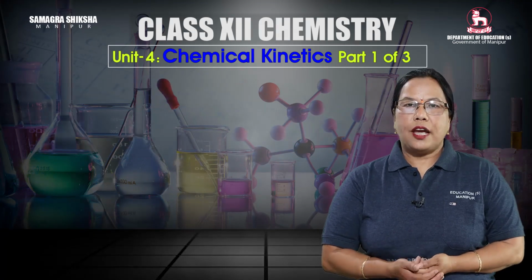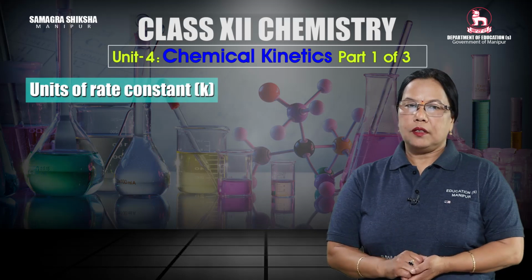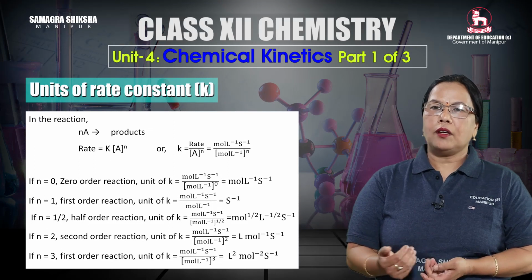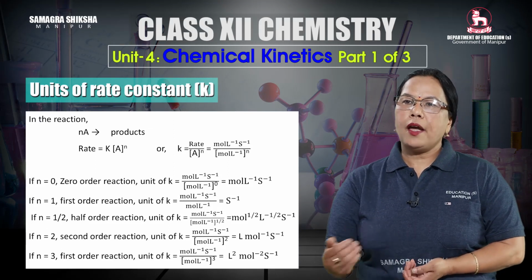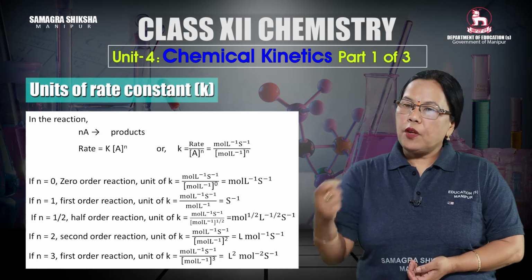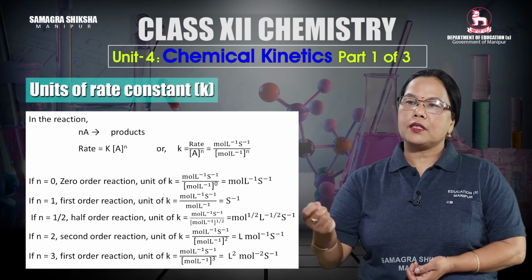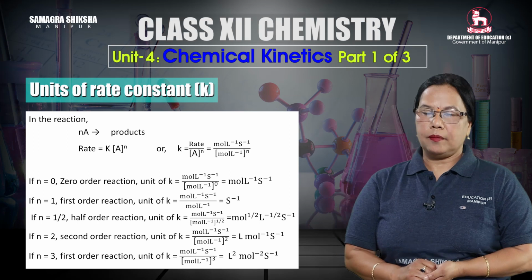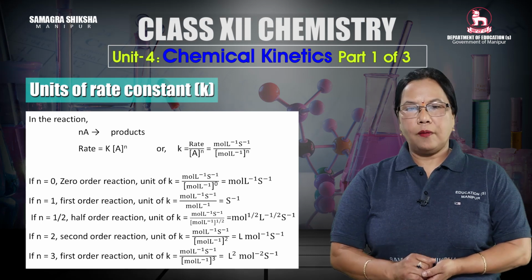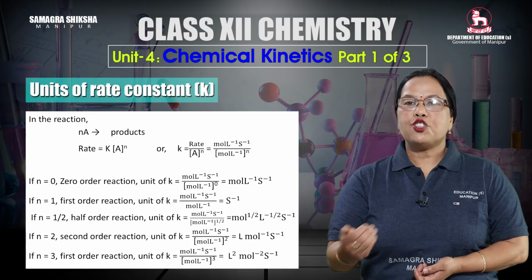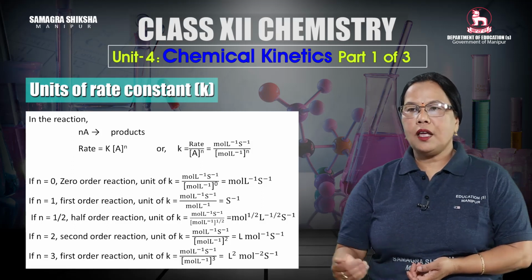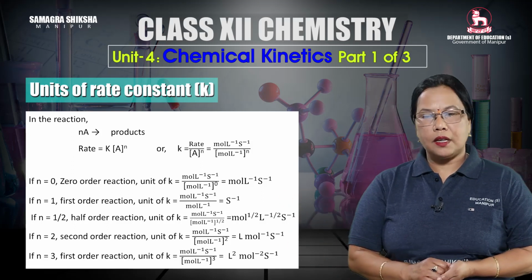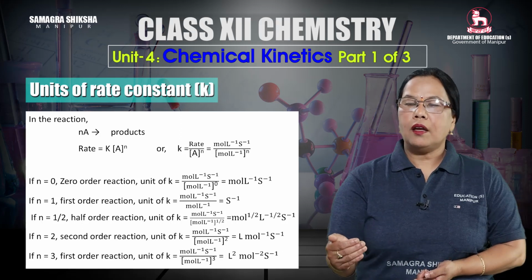Now let's try to understand units of rate constant. In terms of the equation, K is moles per liter per second divided by the concentration of the reactant raised to the power n. Now, if n equals 0, it is a zero order reaction, and the unit of K is moles per liter per second, because it is independent of the concentration of the reactants.